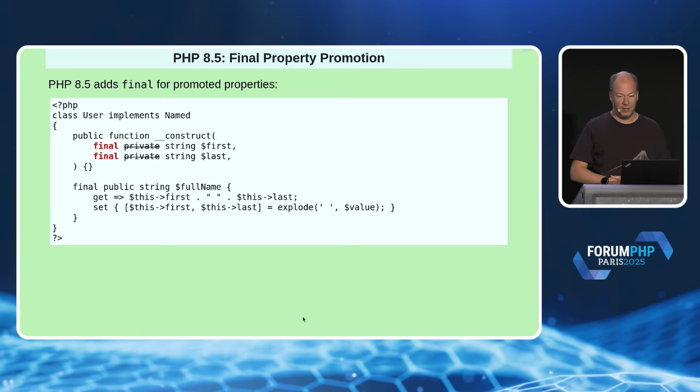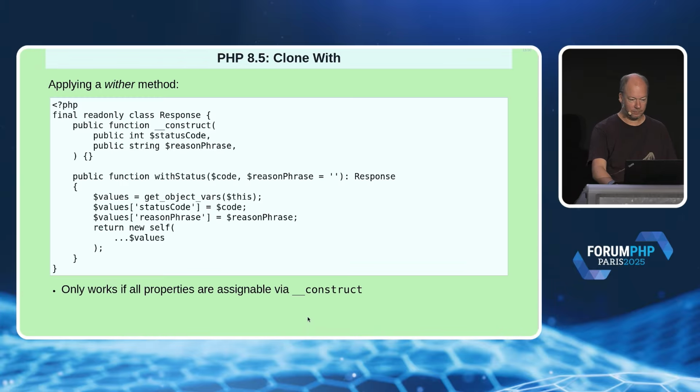But yeah, this is now another tiny keyword. These things are like little tiny syntax additions that are not very sexy to talk about, I would say, but they do make something so much easier. And especially with property hooks and the asymmetric visibility, you can get rid of so much boilerplate code that you otherwise had to write. Okay, on to the next one, the clone with feature.